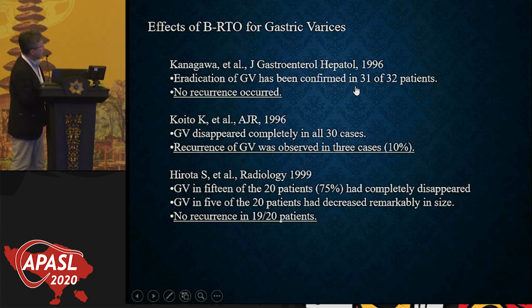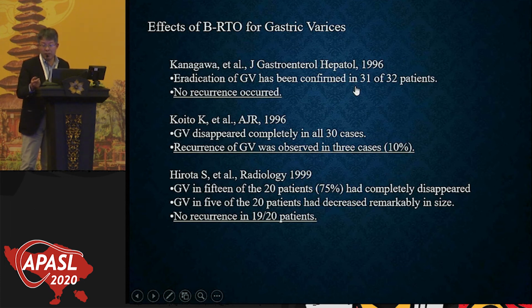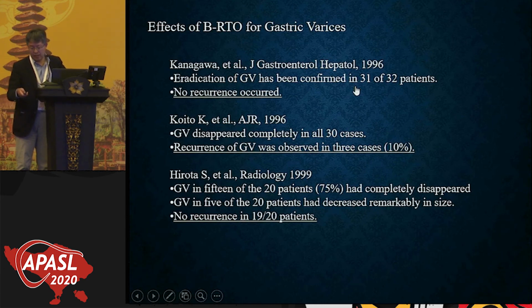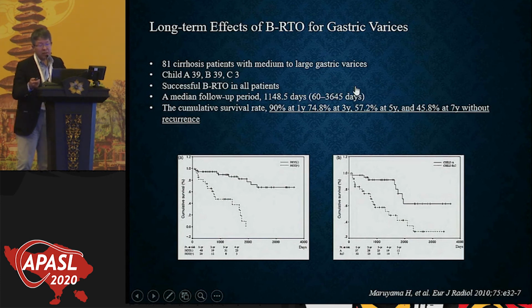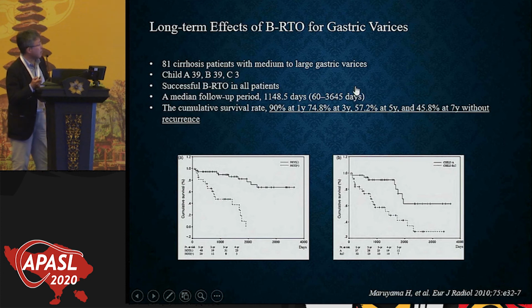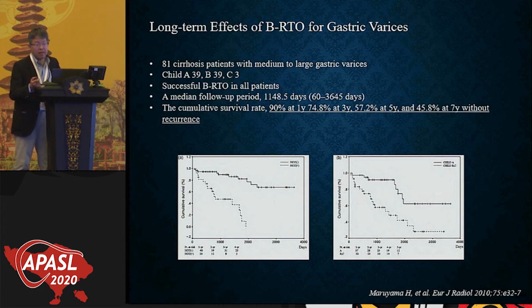Here you will find 3 papers which show almost 100% occlusion effect with no or less recurrence. And this study shows the long-term effect of BRTO, which contained 81 cirrhosis patients, and cumulative survival rate was 90% at 1 year, 74.8% at 3 years, and 57.2% at 5 years. Presence of HCC and liver function are influencing factors for survival.